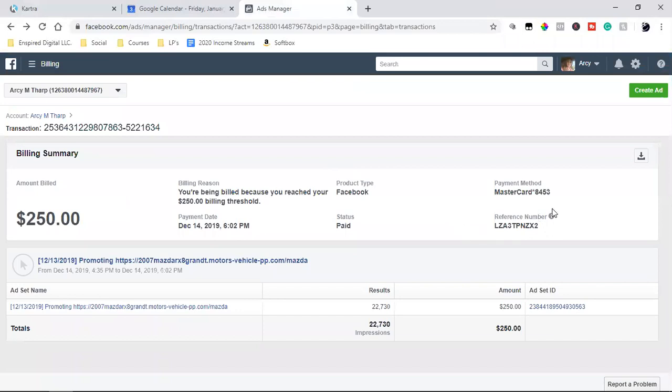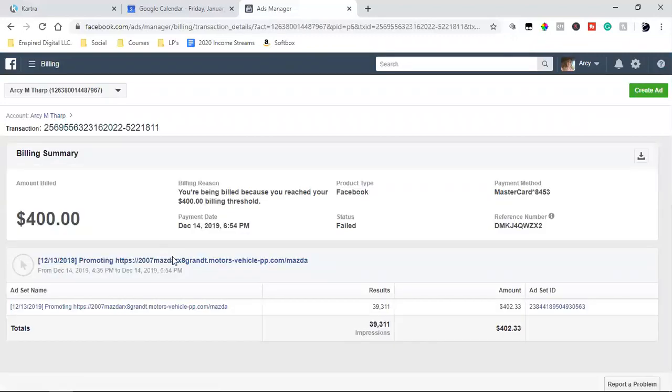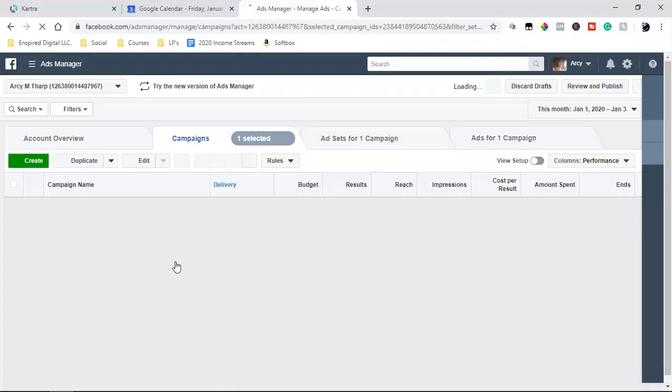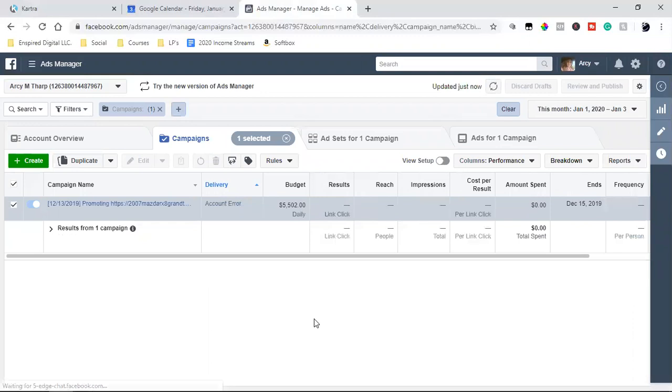Okay. Dude, this is crazy. She straight got freaking hacked. Someone was running ads from her account with her card. That's crazy. I've never seen that. 400. Dang, promoting this. Budget 55. What the hell? That's crazy.